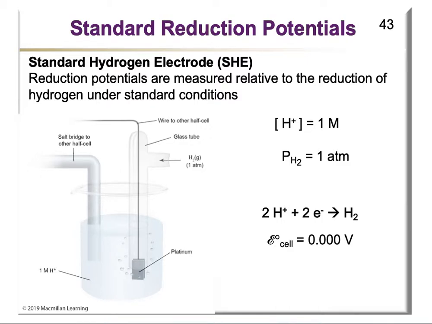And this is one of the cells. The other cell would be a normal reaction, like another chemical reaction happening. And that's the one that we're trying to measure relative to this one. Now, the standard hydrogen electrode has been set to be a voltage of 0. And so all of the other ones are going to be measured relative to this one.